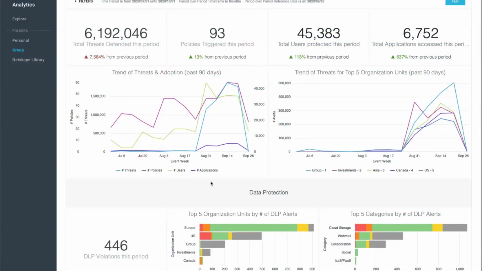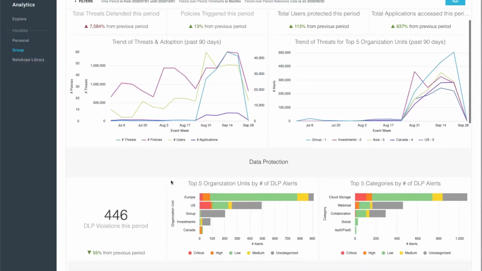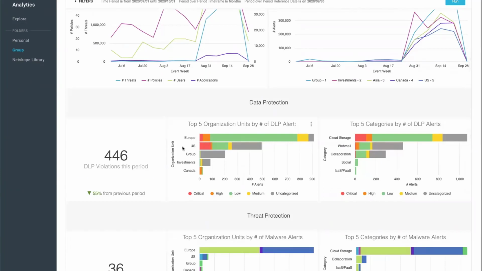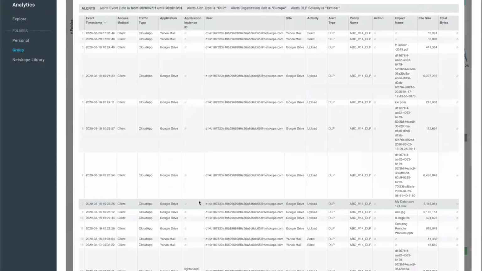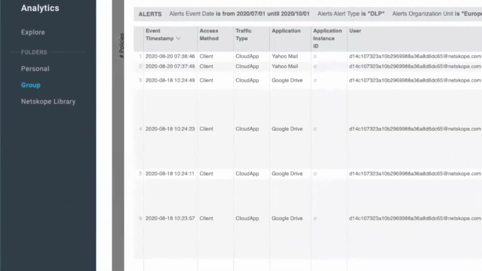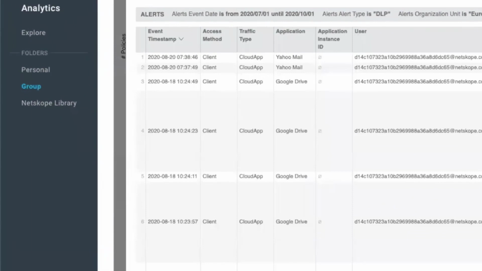Okay, so with each tile, we can also drill down into specific elements. For instance, if I wanted to take a look at the data protection section, and I wanted to look at the OUs by DLP alerts, I can just hover over and see the number of alerts that have been generated. A simple click and it will load and showcase the events that have been generated. So I can look through and I can look at the timestamp. I can look at the access method.